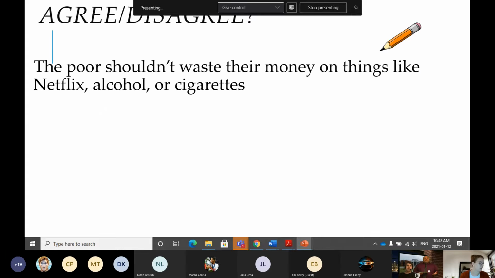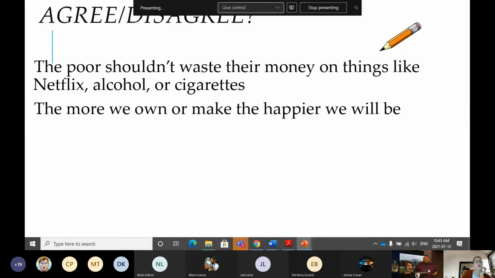Agree or disagree, just write it in the chat. The poor shouldn't waste their money on things like Netflix, alcohol, or cigarettes. Do you agree or disagree with that? Lots of agreeing. Netflix is cool. Yes. Okay. Lots of agreeing. Good.